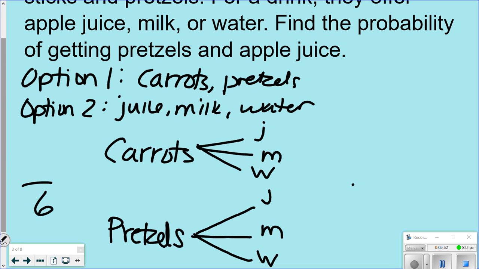What if I say, what's the probability they're going to choose pretzels? 50%, 3 out of 6, because they could have pretzels and juice, milk, water. What if I say, what's the probability that they're going to pick carrots and milk? 1 out of 6. Yeah, because there's 6 possibilities, and 1 option that's carrots and milk. 1/6. See what I'm talking about?